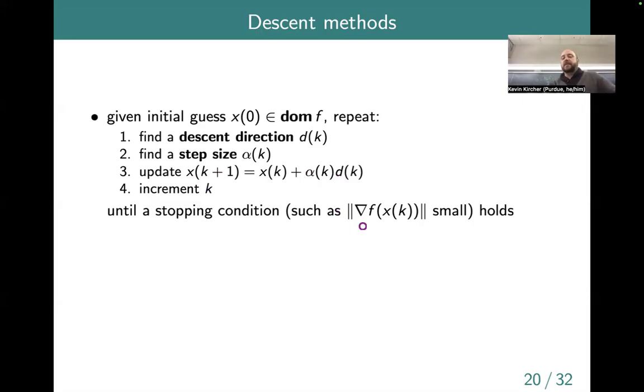You typically run until you get to some stopping condition, and often that would be that the norm of the gradient becomes very small, like 10 to the minus 3, 10 to the minus 6, something like that. Why would we use the norm of the gradient of f being small as a stopping condition in an optimization algorithm?